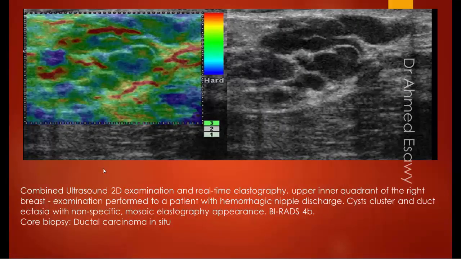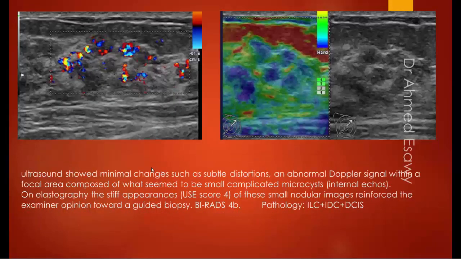Combined, we found this case in the upper inner quadrant of the right breast, patient presenting with hemorrhagic nipple discharge. Study ultrasound shows cluster of cysts, ductal ectasia, non-specific mosaic elastography, classified as BIRADS 4B, biopsy confirmed ductal carcinoma in situ, one of the differential diagnoses of fibrocystic change.